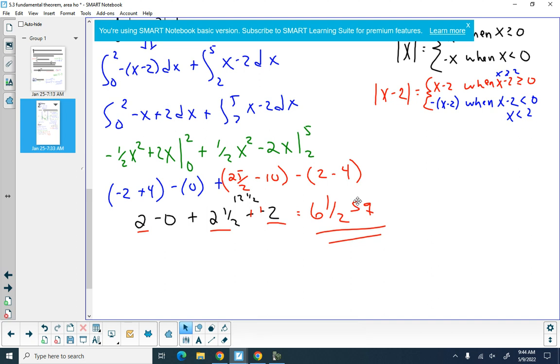This gives us some additional problems to work with respect to absolute values and how to deal with absolute values. Also dealing with the idea of areas, once again, and also our fundamental theorem.